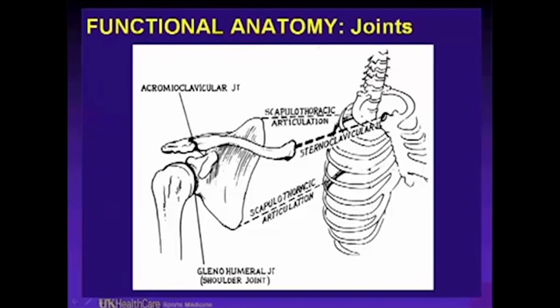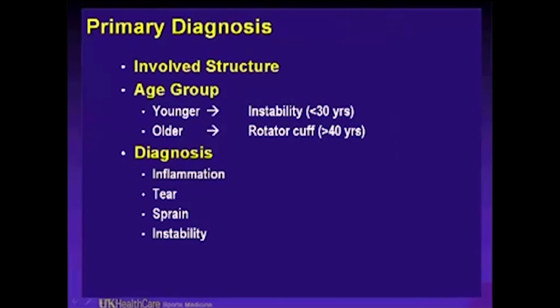Functional anatomy, the joints: the glenohumeral joint, or what we would term the shoulder joint, the acromioclavicular joint, the AC joint, the sternoclavicular joint, and then the two articulations or spaces, scapulothoracic and subacromial space. In striving to make the primary diagnosis, you've got to name the involved structure. We can go with certain odds.